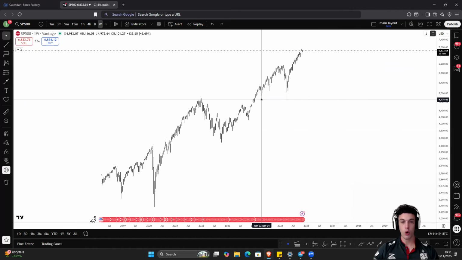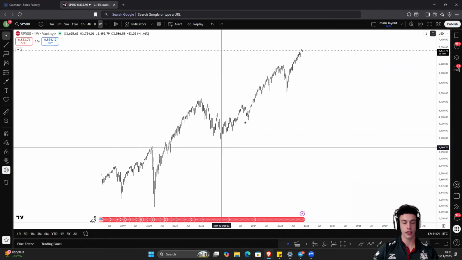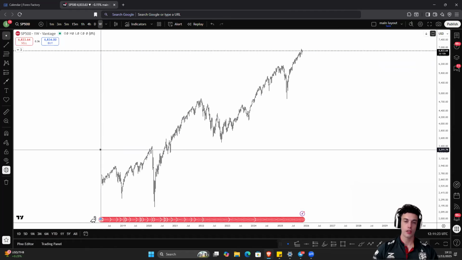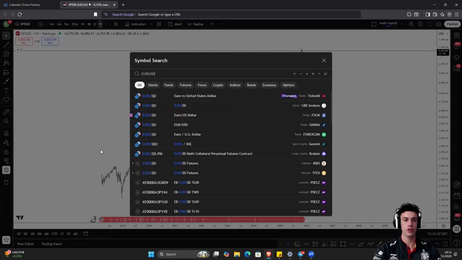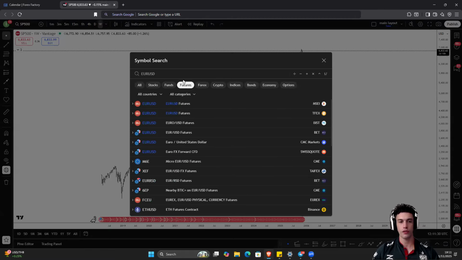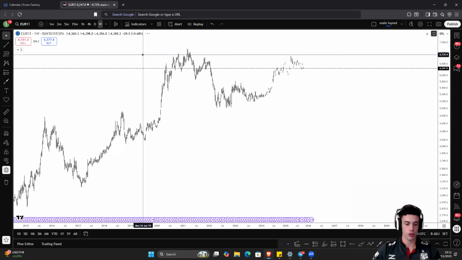Now, on some charts, for example like this, it might not show you other data. So don't be afraid to cross-reference. For example, let's say you're looking at Euro USD or the Euro futures. If we're looking at Euro futures, oh, wrong chart.